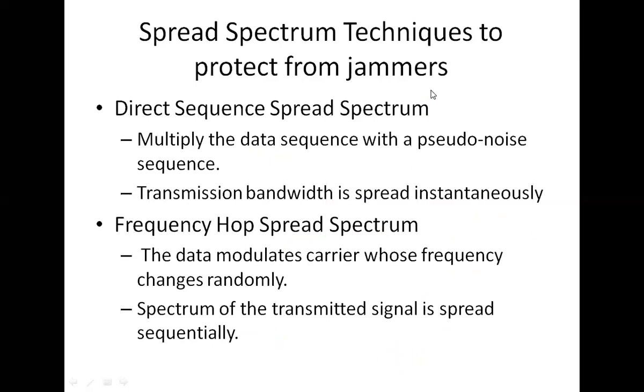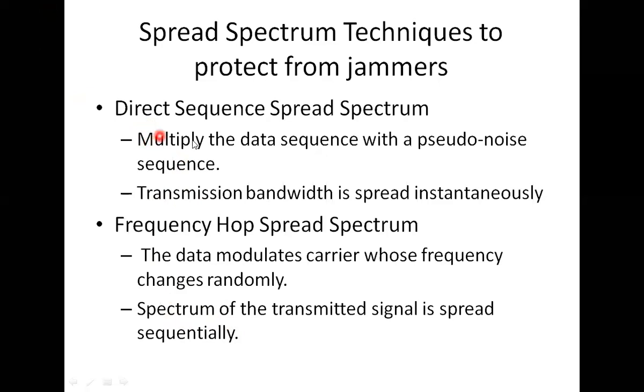The two important spread spectrum techniques are direct sequence spread spectrum technique and frequency hop spread spectrum technique. In both the techniques, we will be increasing the bandwidth of the signal, but the way that it is done is different. In case of direct sequence spread spectrum, transmission bandwidth is spread or increased instantaneously, and in case of frequency hop spread spectrum, it is spread sequentially. We'll see why this is instantaneous and why this is sequential soon.